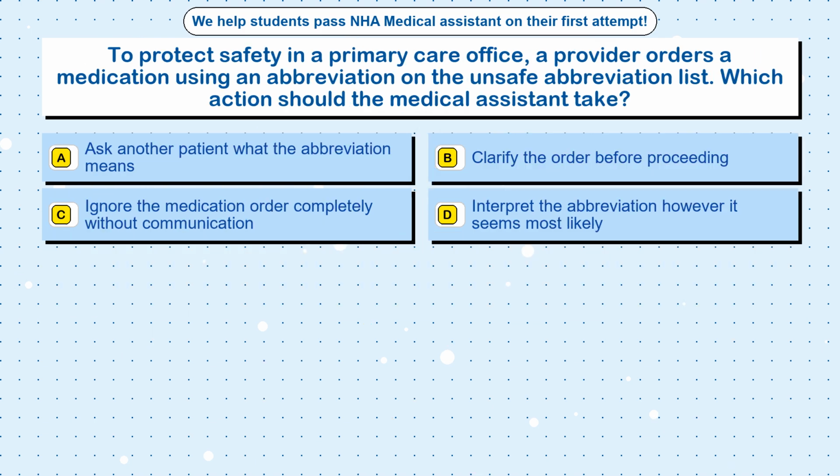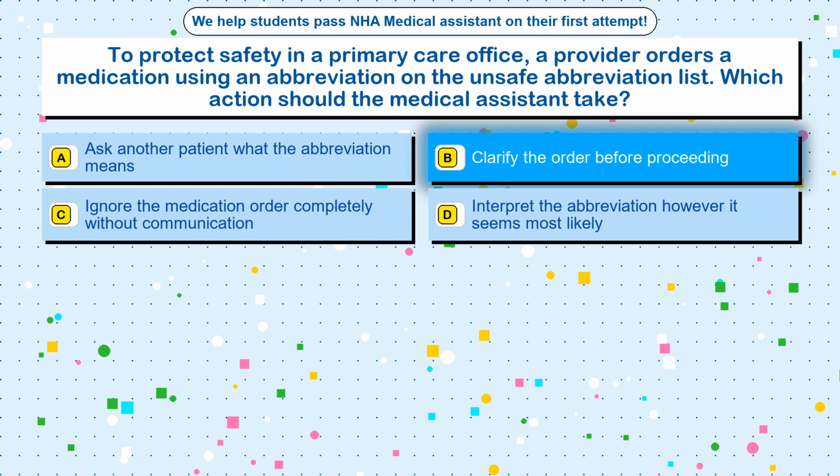Question 75. To protect safety in a primary care office, a provider orders a medication using an abbreviation on the unsafe abbreviation list. Which action should the medical assistant take? Option A, ask another patient what the abbreviation means. Option B, clarify the order before proceeding. Option C, ignore the medication order completely without communication. Option D, interpret the abbreviation however it seems most likely.